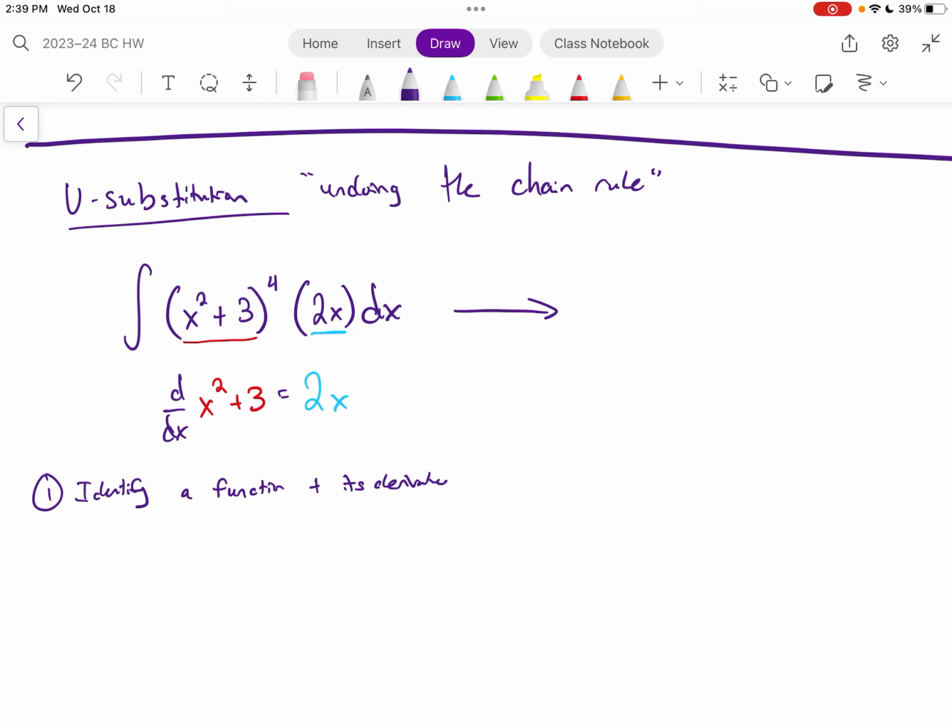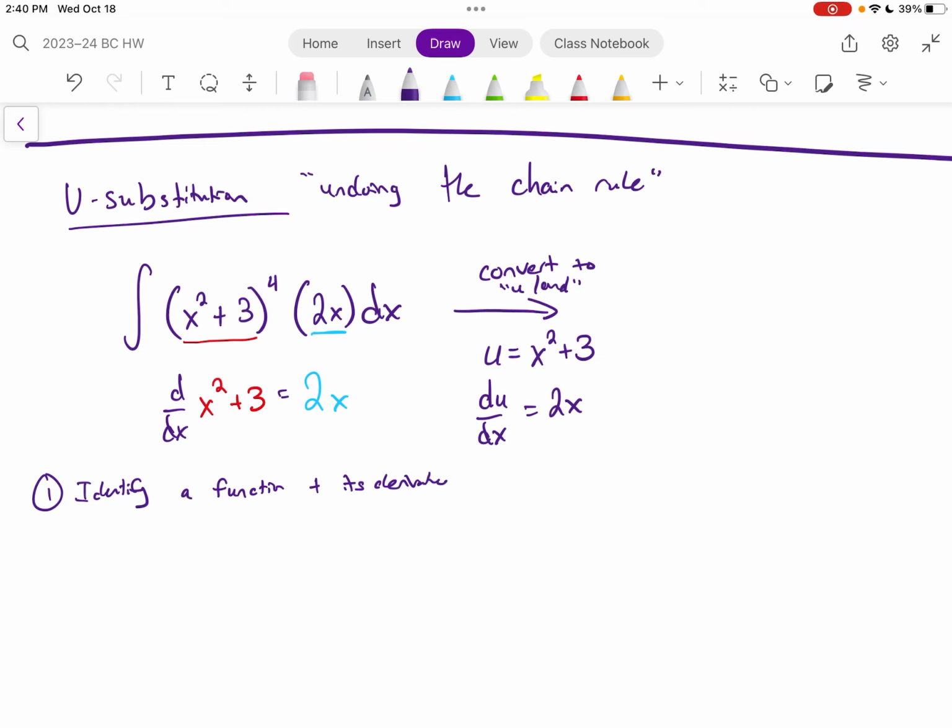Our second step is we're going to convert to u-land. And what that means is we're going to say that u is going to equal x squared plus 3. And if u equals x squared plus 3, I could take the derivative of both sides of this with respect to x. So I'll get du dx on one side, and I'll get 2x on the other. And if we think about this, I know this is not really a fraction.